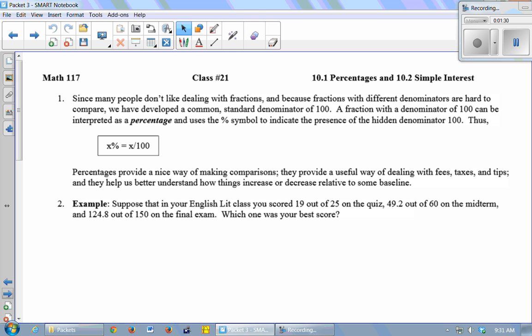So we have developed a common standard denominator. When you want to compare fractions, we take any fraction and make the denominator 100. So that's what a percent is. It's a fraction with a denominator of 100. It can be interpreted as a percentage using the percent symbol, and that indicates the presence of a hidden denominator of 100. So X% means X over 100. Percentages provide a nice way of making comparisons. They provide a useful way of dealing with fees, taxes, and tips, and they help us better understand how things increase or decrease relative to some baseline.